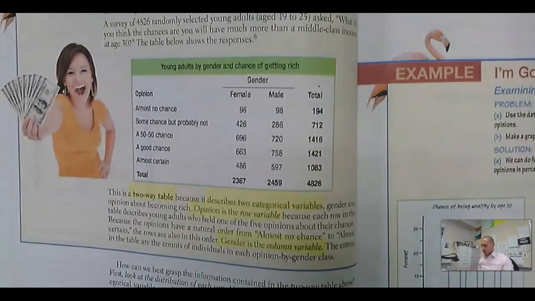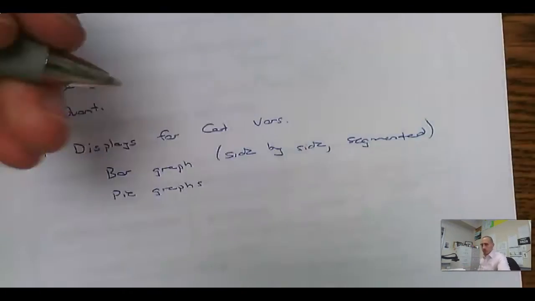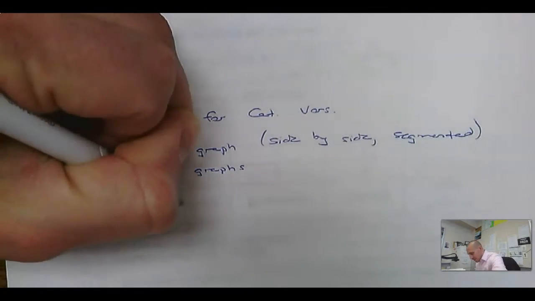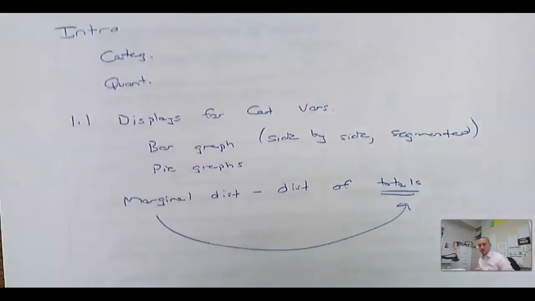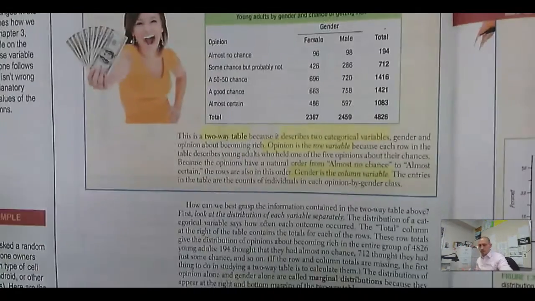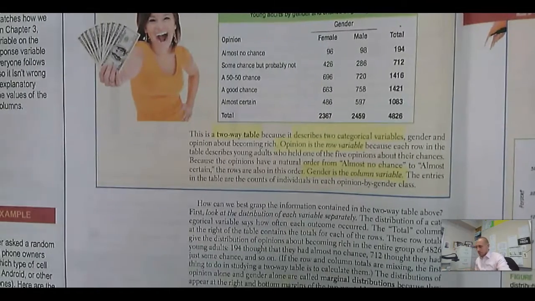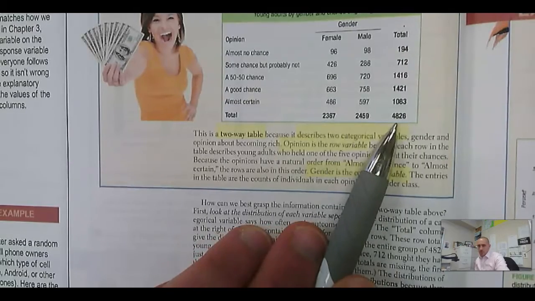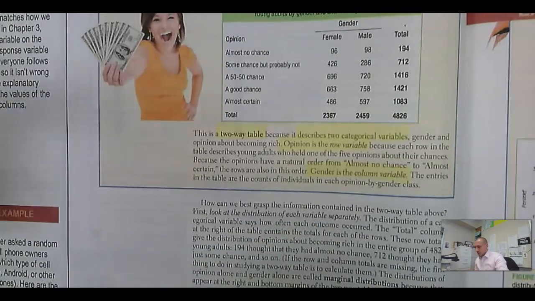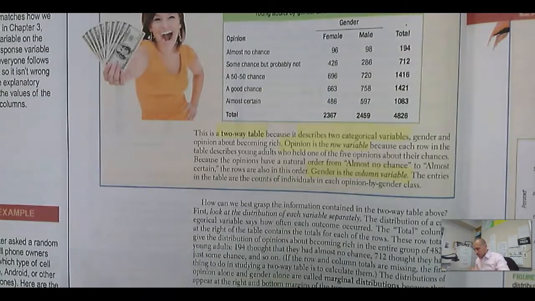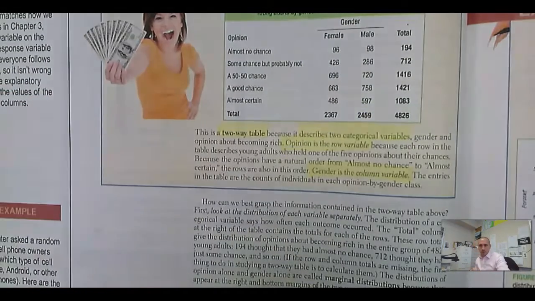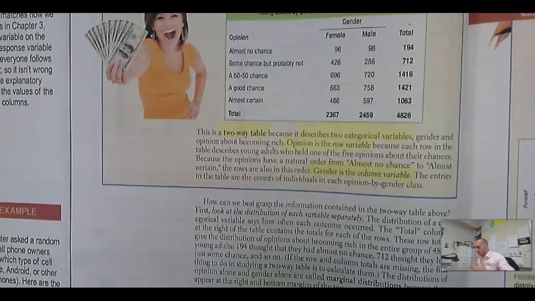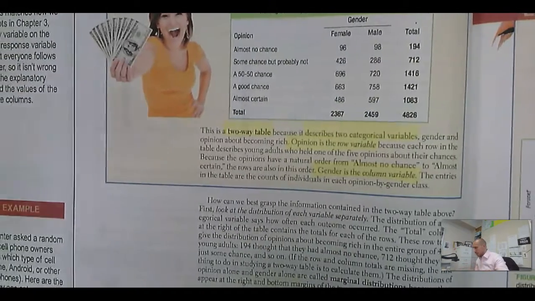Then we talked about a marginal distribution. The keyword for a marginal distribution is the totals. It's the distribution of the totals. Marginal means totals. So for us in this example, if I wanted the marginal distribution of gender, it would be this 23 divided by this 48 and the 24 divided by the 48. Obviously the whole numbers, I'm just abbreviating. If I wanted the marginal distribution of opinion, I would take each of these total opinions divided by the 4,826. Those would be marginal distributions. Okay.